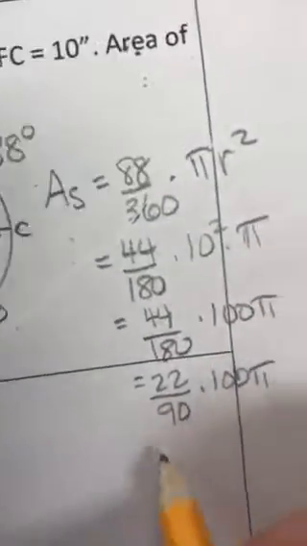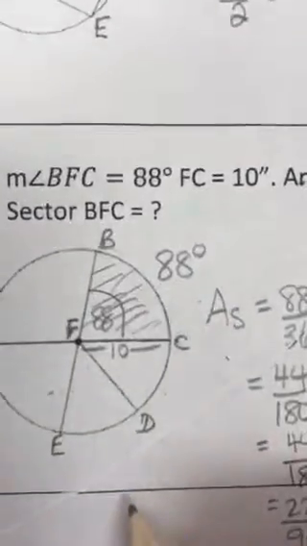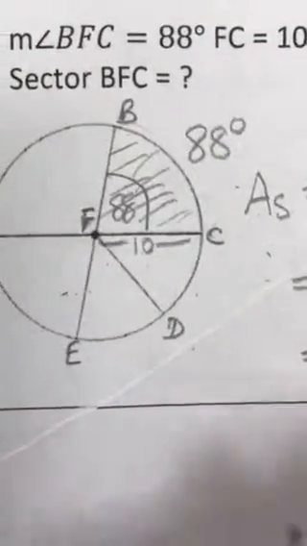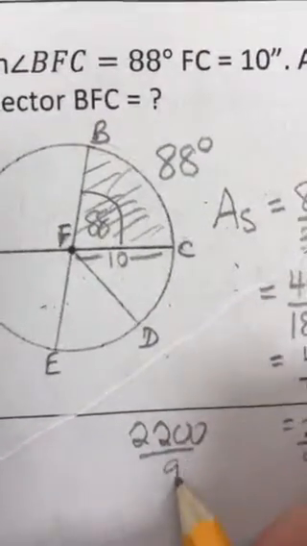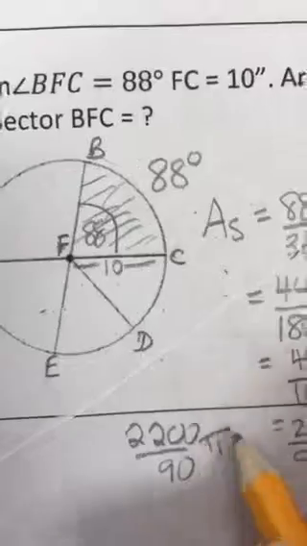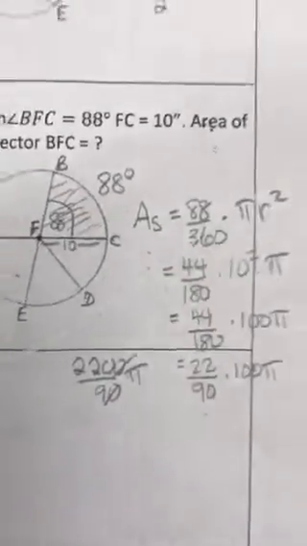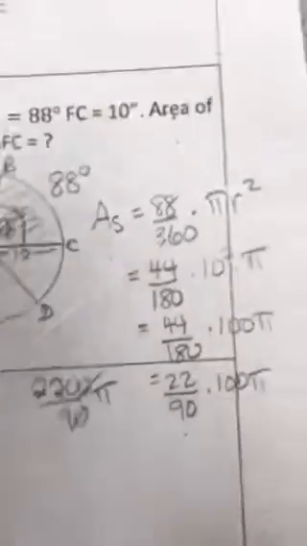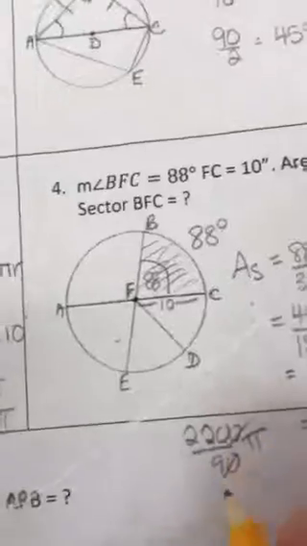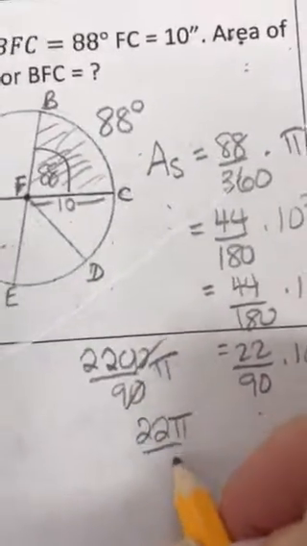Let's see if I can hold this. Okay. I'm at the edge of my paper, so it keeps moving. I'm going to move over here. So that's going to be 22 times 100 is 2200 divided by 90 pi. I can cancel out a 0, giving me 220 pi over 9. That is my exact value, 22 pi over 9.